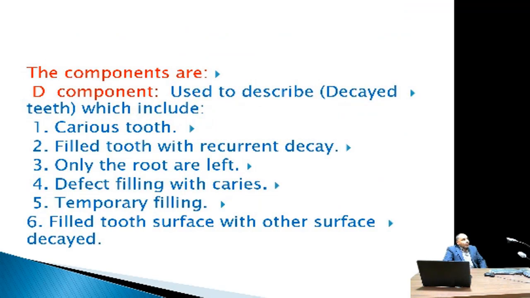The component of DMF index is D component. D component is used to describe decayed teeth, which include carious tooth, filled tooth with recurrent decay, only the root left, يعني retained root, defective filling with caries, temporary filling, filled tooth surface with other surface decay. All these are considered or recorded as decay. ننطي رمز D.